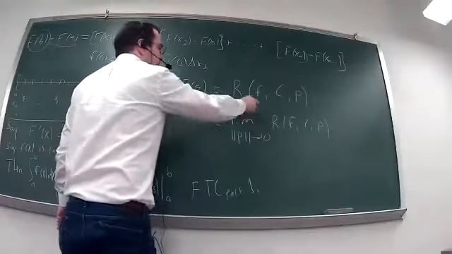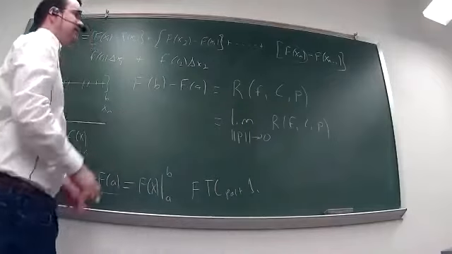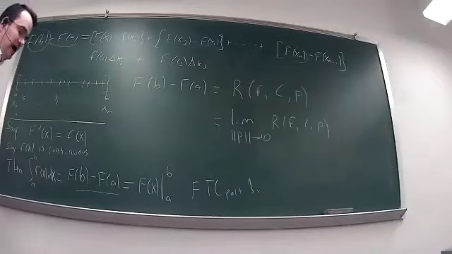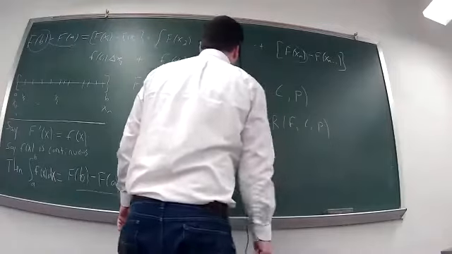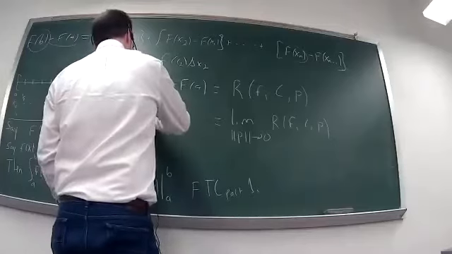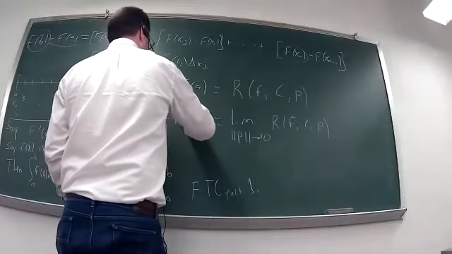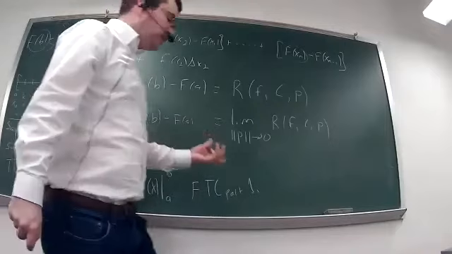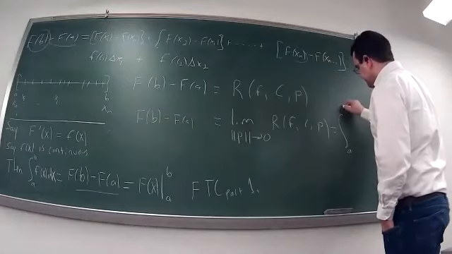But regardless of which partition you pick, the left-hand side stays the same. It stays F of b minus F of a. It doesn't matter which partition you pick, doesn't matter which sample points come out of it. So when you take the limit over all partitions on the left side, you still get F of b minus F of a. And then you recognize, of course, that this is just the definition of the integral.